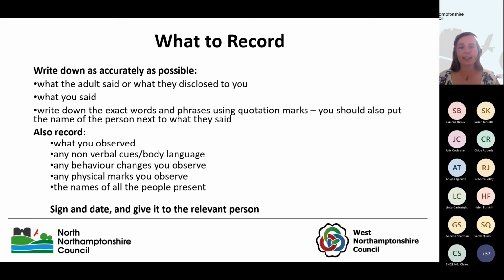Then you need to sign and date it and give it to the relevant person. Most of you will have a safeguarding lead in your organisation that you'll need to pass it on to, or whatever your procedure is in your safeguarding policy. If you're the safeguarding lead, then it will be putting it through the safeguarding adults board form. I think on one of my end slides we've got all the links for where you need to go. So obviously we've got a safeguarding adults referral for the West and one for the North now.